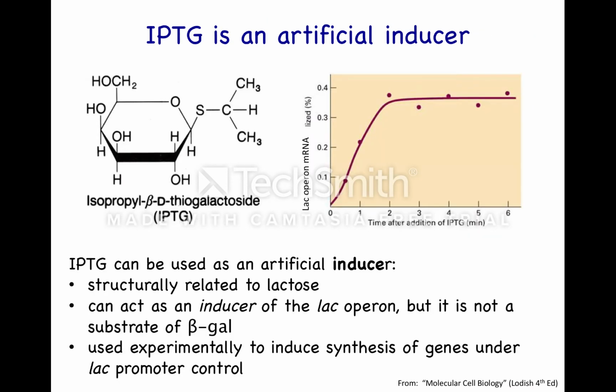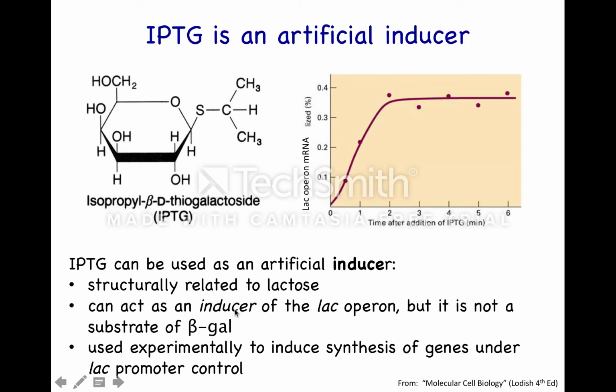Okay, so let's look at a couple other components here. I mentioned that IPTG can be used as an inducer. It's considered an artificial inducer. This is the structure of IPTG. And what you can see is that it somewhat resembles lactose. Lactose would have a galactose and a glucose molecule. This acts in exactly the same way as lactose does, except for the fact that IPTG is not a substrate of beta-galactosidase.